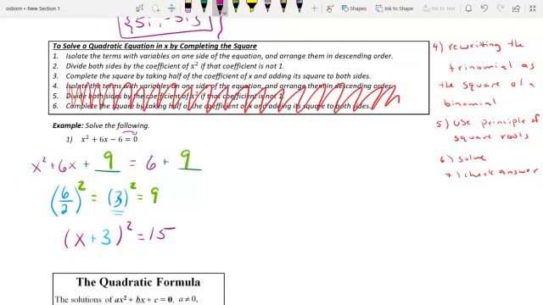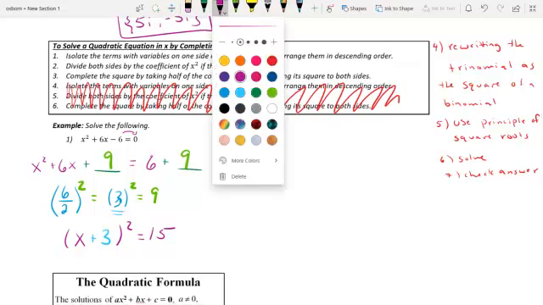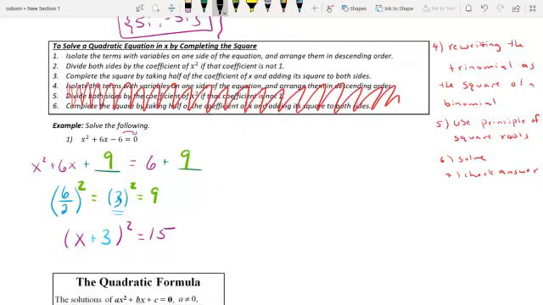Now step 5 means I'm going to use the square root principle. So I'm going to take the square root of both sides. That's going to give me x plus 3 equals plus or minus the square root of 15. And then I'm going to subtract 3 from both sides so that I can isolate my x. So x equals negative 3 plus or minus the square root of 15.